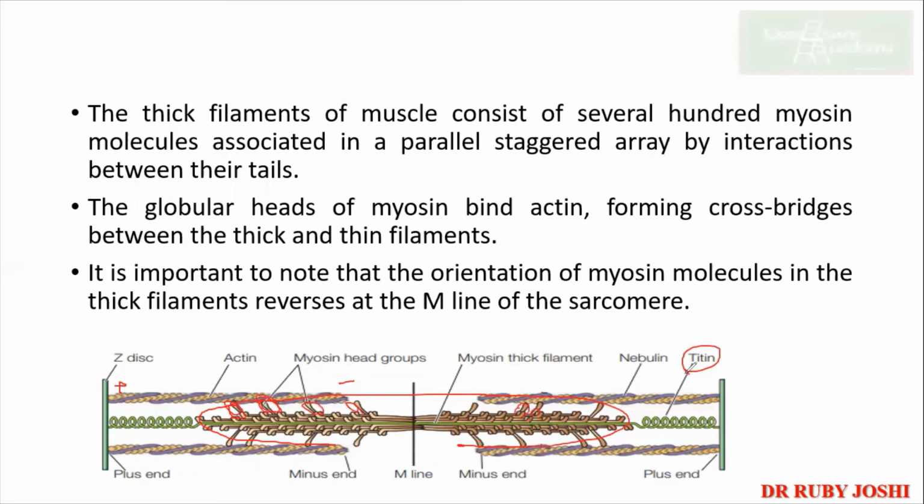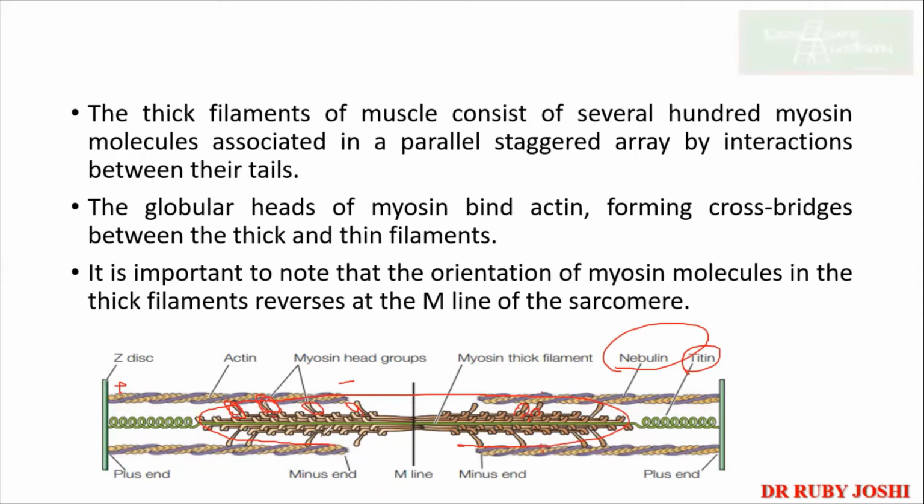Okay. Now to have this rotation of the actin filaments, see, when your myosin is interacting with the actin filaments, it means there is a movement happening in the actin. It twists like this. Now that twist is brought about by the nebulin. Okay. So far so good, guys. Are you able to follow? So the globular heads of the myosin will bind to this actin. They form the cross bridges between the thick and the thin filaments.